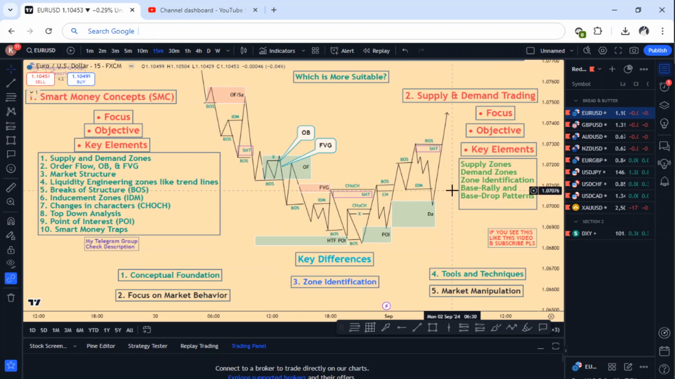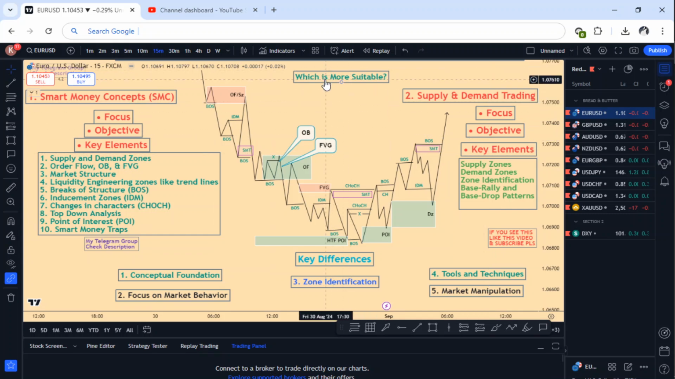So basically, there are other differences based on zone identification, tools and techniques, as I've explained here, and then there's also market manipulation. Now SMC acknowledges and tries to exploit market manipulation by institutions. Traders look for patterns and suggested manipulation zones, e.g. stop hunts, and align trades with institutions. Now what about supply and demand traders? They generally do not factor in manipulation as a primary element. It assumes that price action and the balance of supply and demand will dictate the movement of the market.